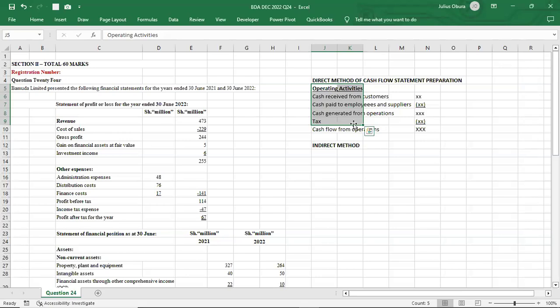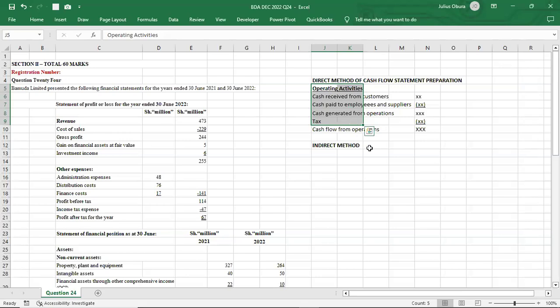And then we have cash flow from financing activities. Our cash flow from financing activities will contain four major things. Number one is receipts for increases in principal loan amounts.